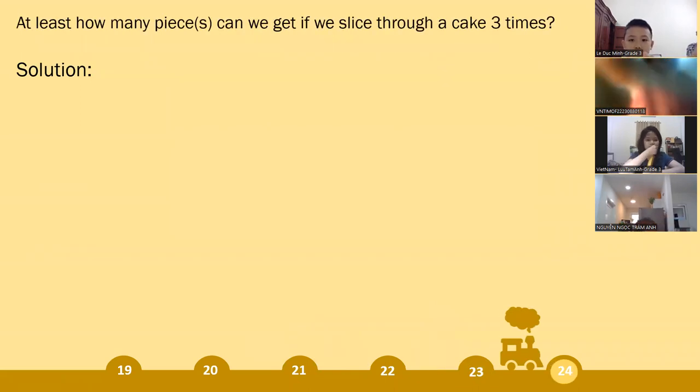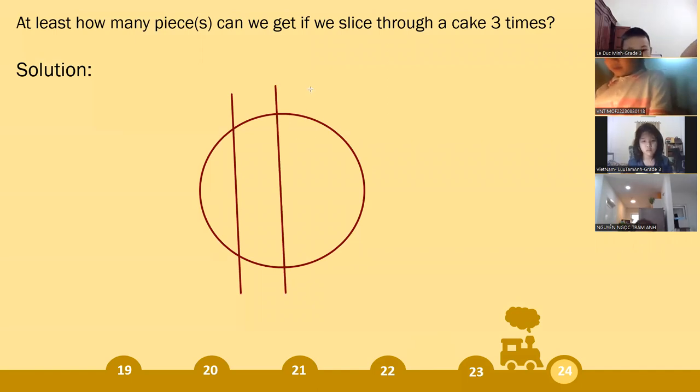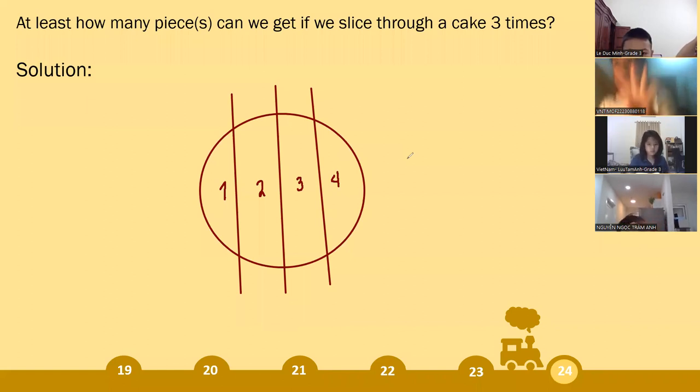Okay, this one. At least how many pieces can we get if we slice through a cake 3 times? Four. So if this is your cake, this is one slice, second slice, third slice. So you have one, two, three, four. So you have four slices.